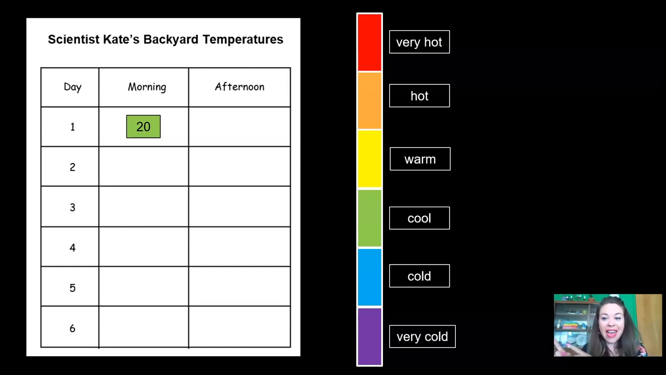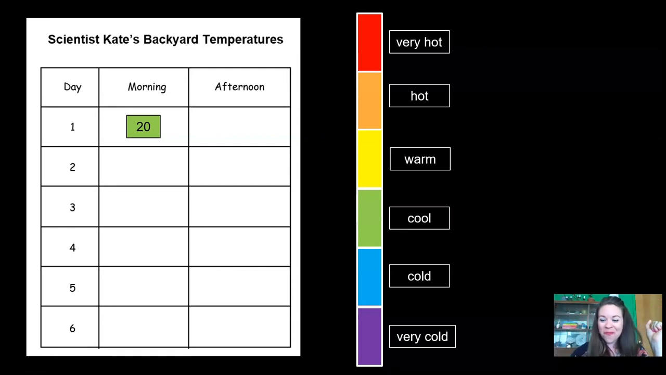Okay, on day one, I took a measurement on my thermometer in the morning and it was 20 degrees. Now take a look at this. How can we describe 20 degrees? You can see I've colored it green. So I'm just gonna match the green color up with the green color over here. And you can see that it is cool. Now, do you think the afternoon is going to be warmer or colder?